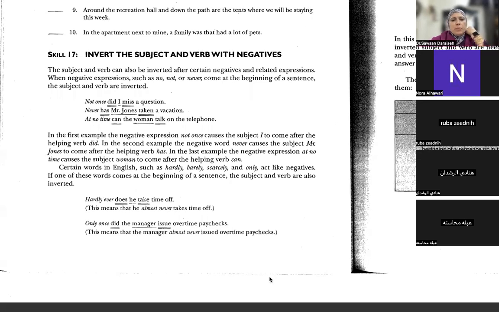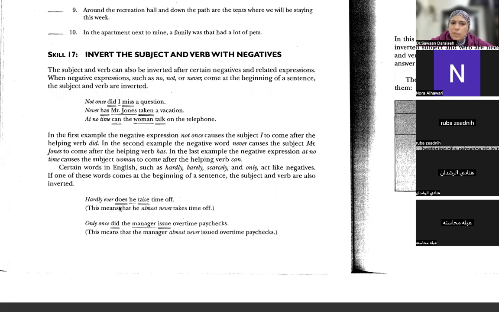All right, so back to where we were discussing the other examples, guys, about inversion after certain negative expressions, as we just saw. So hardly ever, look, when I have hardly ever, does he take? Usually the sentence is, he takes time off. Ahmed takes time off. And then I want to say, no, hardly ever does he take time off. Because we need an auxiliary here, not the main verb. You can't bring take and put it here and then the subject, okay? It has to be an auxiliary that comes first.